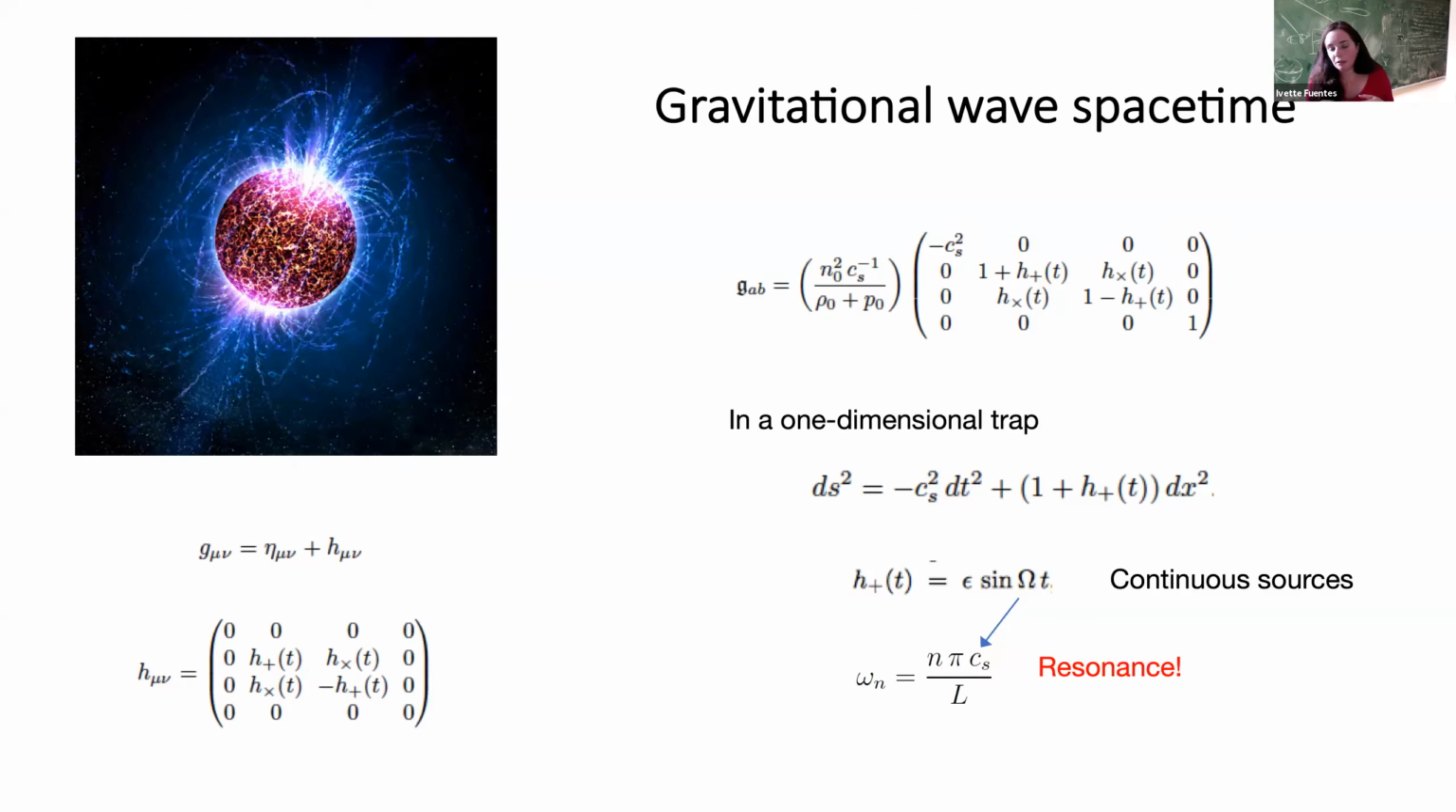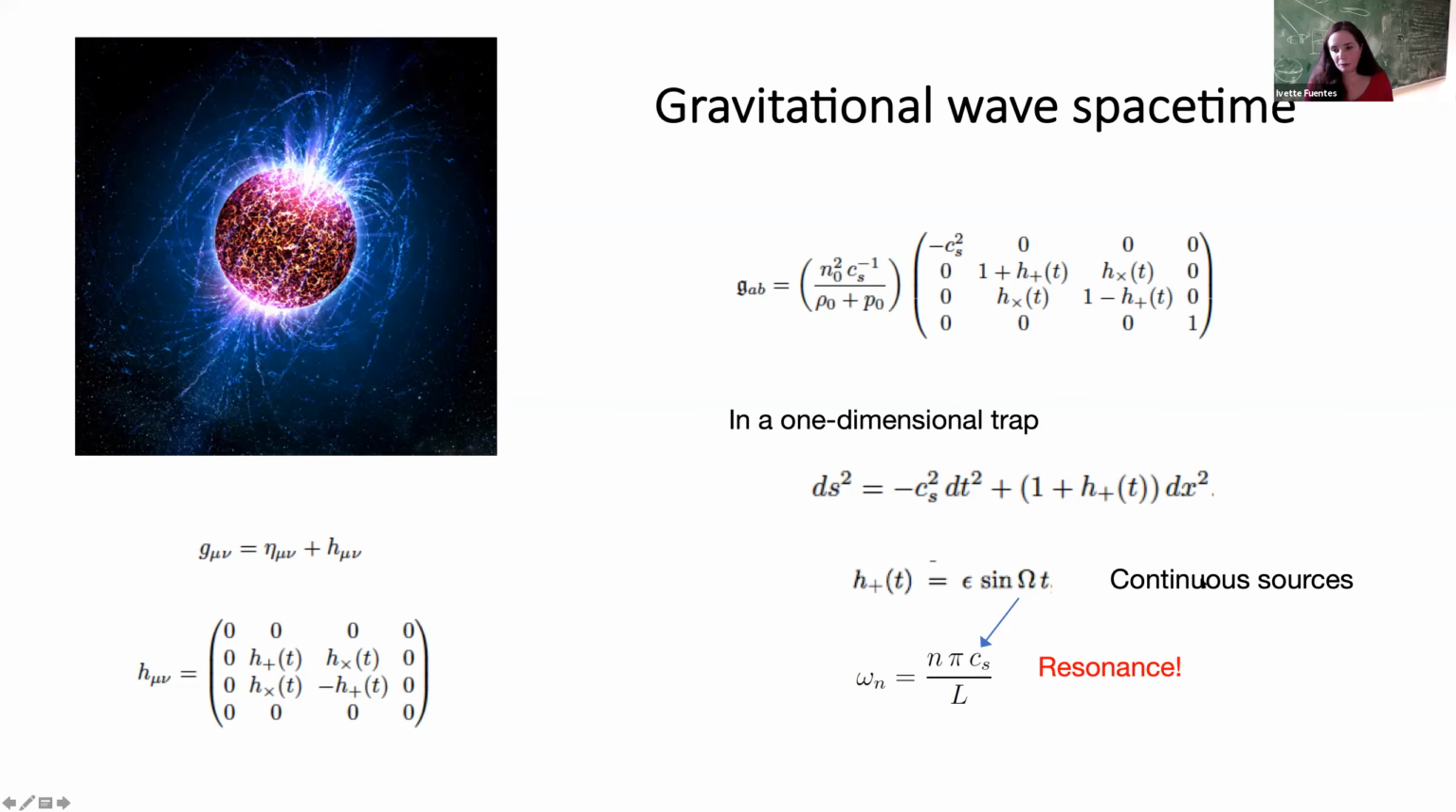I'm now showing you the results for a one-dimensional BEC, but we are now, and some of it is already published, looking at a three-dimensional box, and also spheres and ellipsoids. And in that case, you can capture the quadrupolar characteristic and the whole tensor structure, at least in some of the directions for the gravitational wave. But in the one-dimensional case, it looks very similar, but very simple. You basically just have this sinusoidal perturbation.